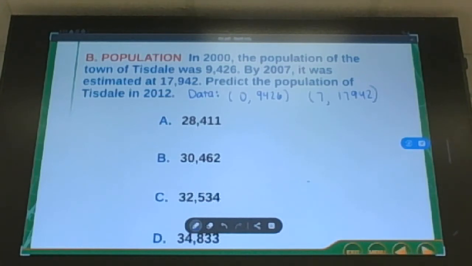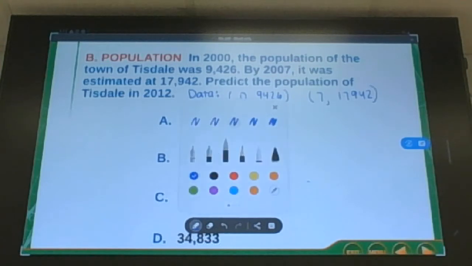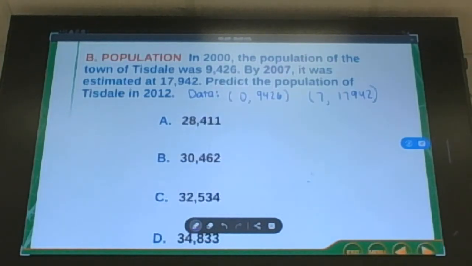Look at your data as ordered pairs. Then you apply the model.